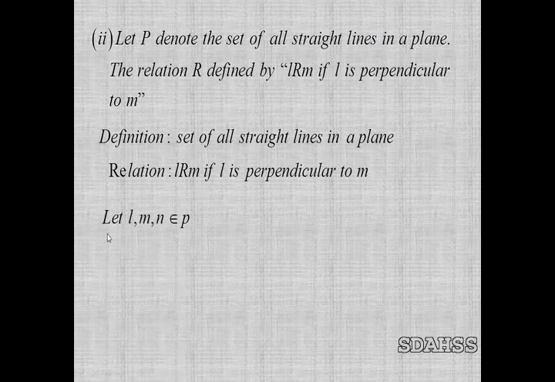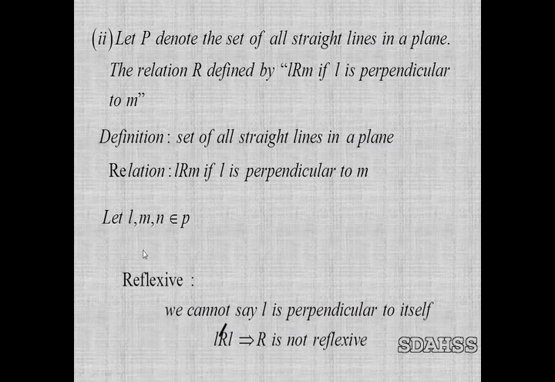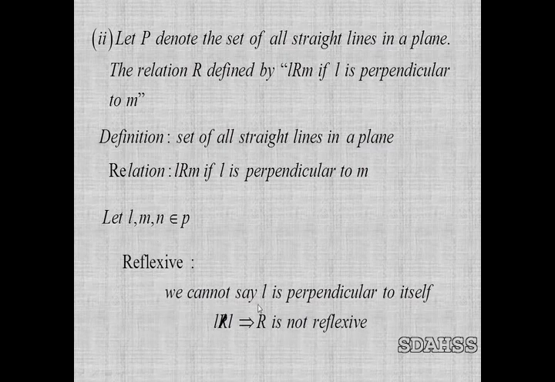Let us take three elements L, M, N belongs to P. First one, reflexive. Reflexive means A is related to A. So here we cannot say L is perpendicular to L. So L is not related to L. So R is not reflexive.